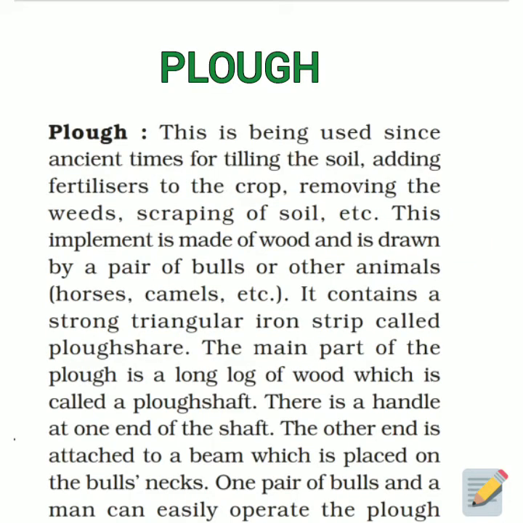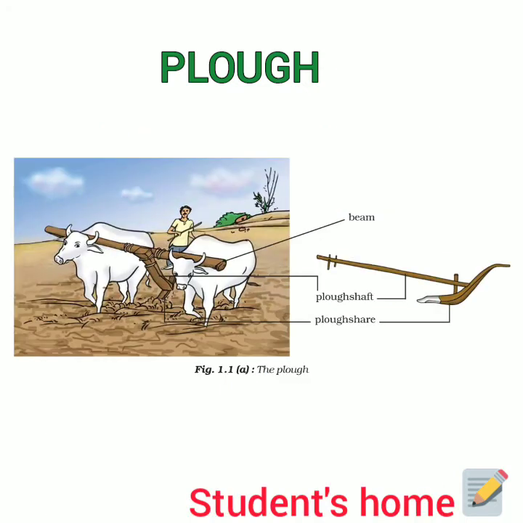So class, the first agricultural implement that you can see in the picture is the plough. This has been used since ancient times for tilling the soil, adding fertilizers to the crop, removing the weeds, scraping off soils, etc. This implement is made of wood and is drawn by a pair of bulls or other animals like horses, camels, etc. It contains a strong triangular iron strip called the plowshare.